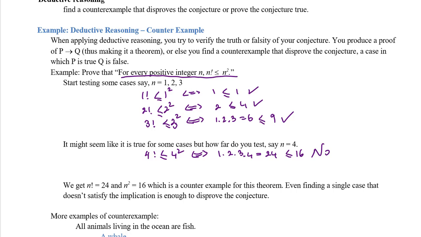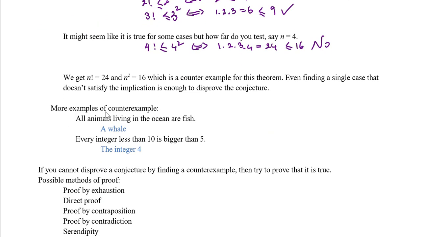So even finding a single case that does not satisfy the implication is enough to disprove the conjecture. So this educated guess that's stating that n factorial is less than or equal to n squared for all positive integers n, here we have a counterexample that shows that that's not true. So once you have the counterexample, what does it mean? That it only holds for positive integers less than 4.